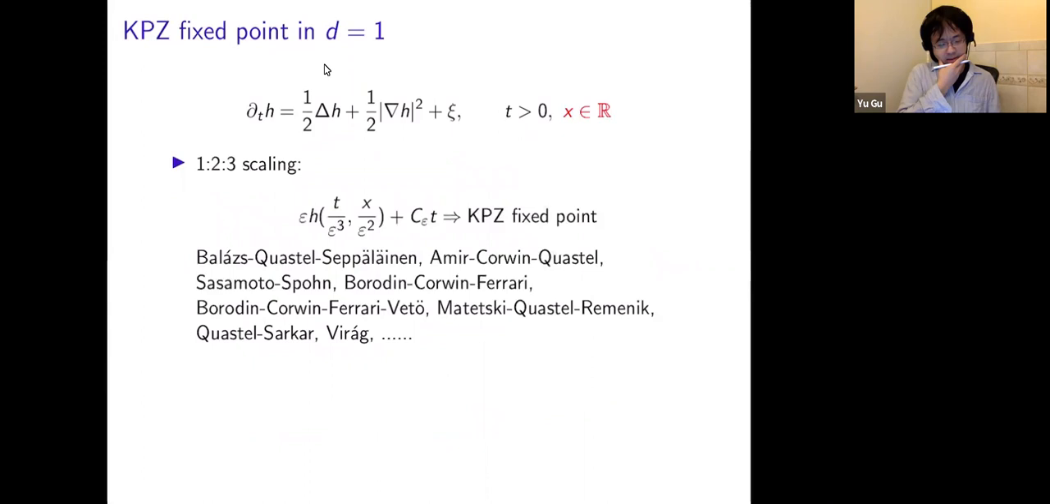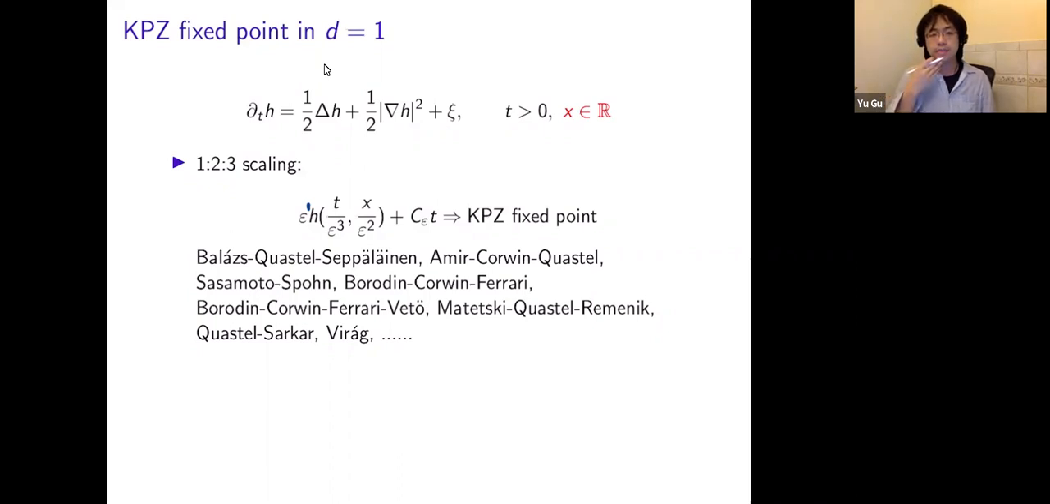Okay, so now let me talk about the large scale universal behavior. So that's on R. By now, I think people understand that under this 1-2-3 scaling, with epsilon here, you center your height function, and it should converge to the so-called KPZ fixed point, which is a Markov process.